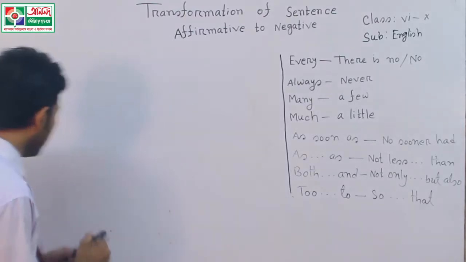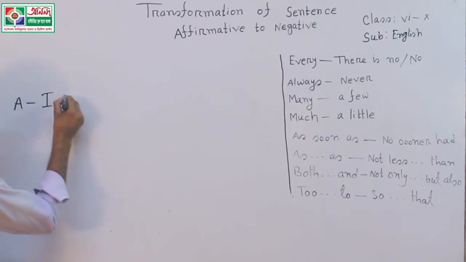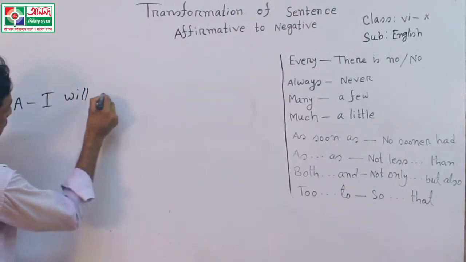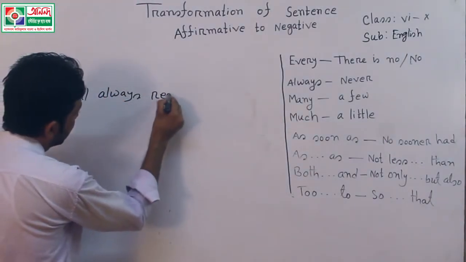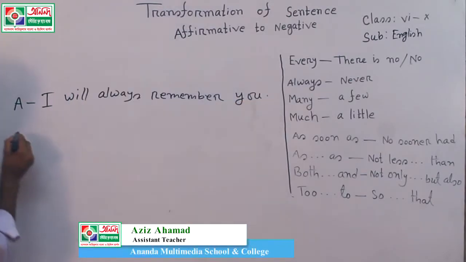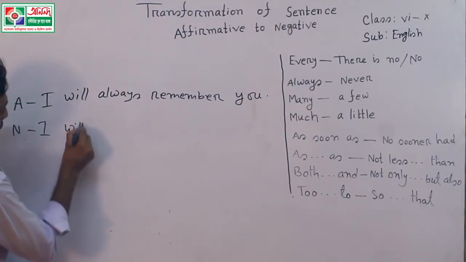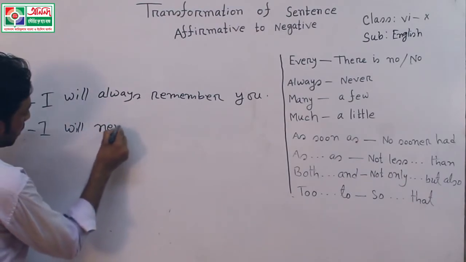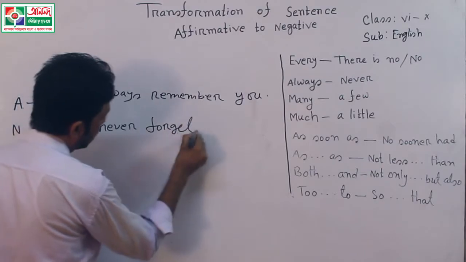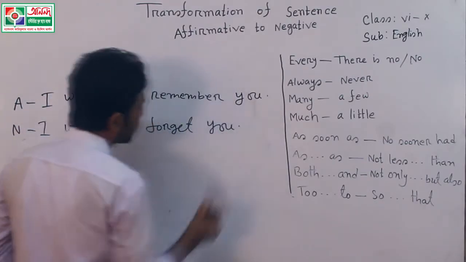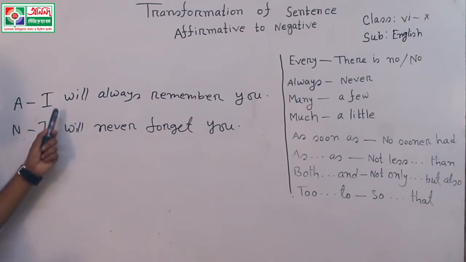For example, affirmative sentence, I will always remember you. Negative, I will never forget you. Dear learners, look at the example.